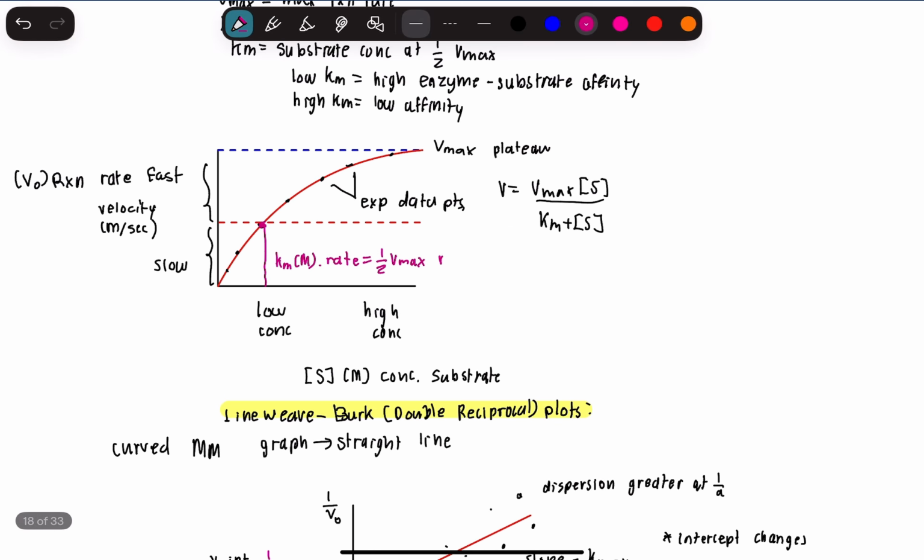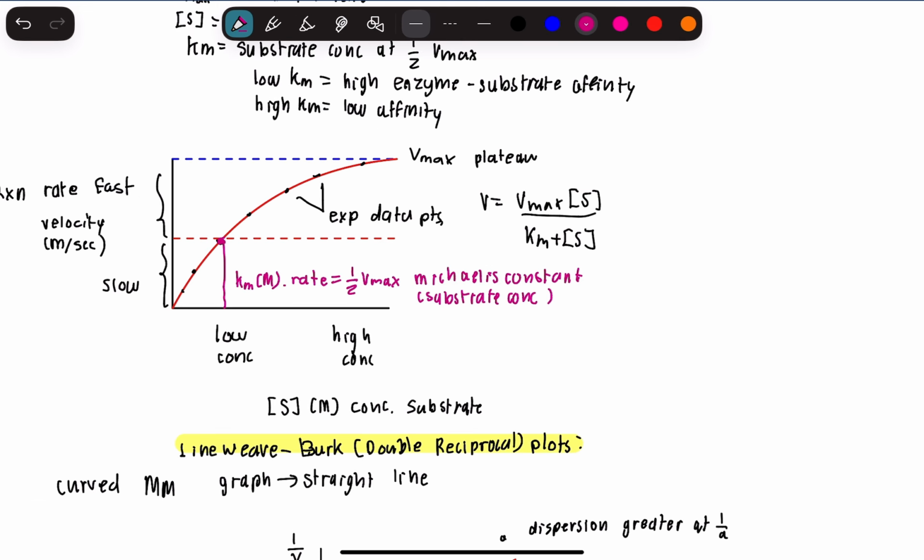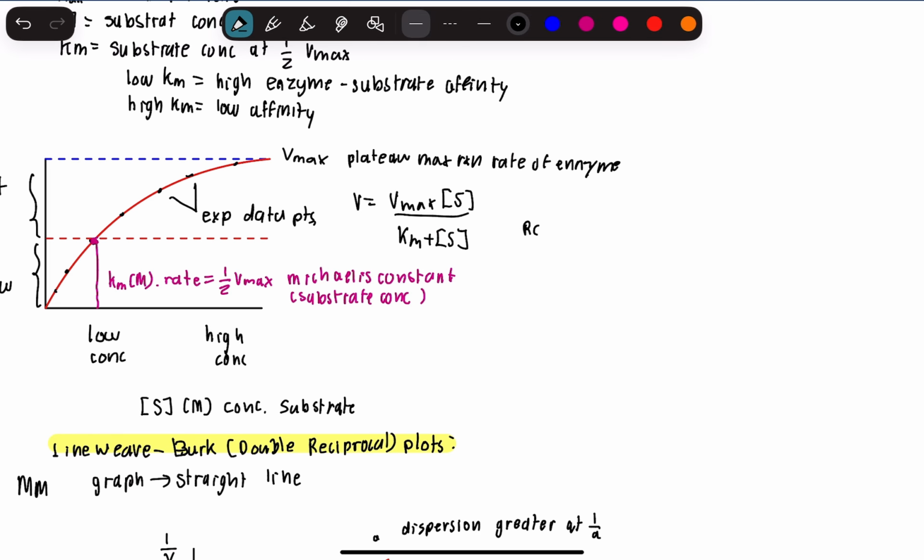Let's write that down. The Michaelis constant, substrate concentration. Again, the S is the substrate concentration. Vmax is the maximum reaction rate of the enzyme, and the rate constant. The rate constant is something that is experimentally determined for each reaction.